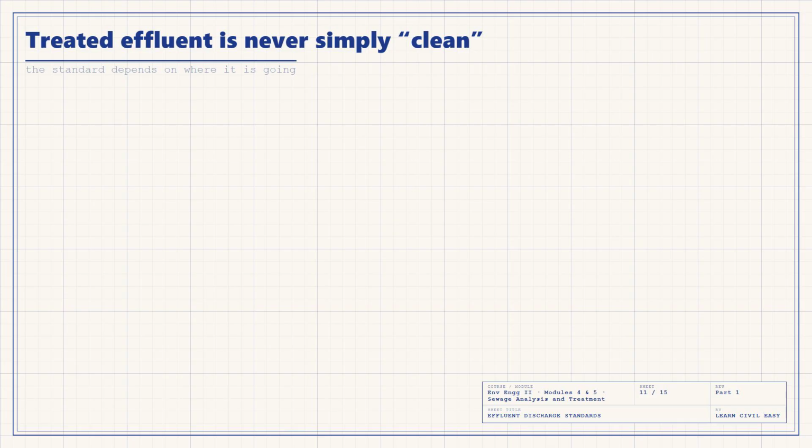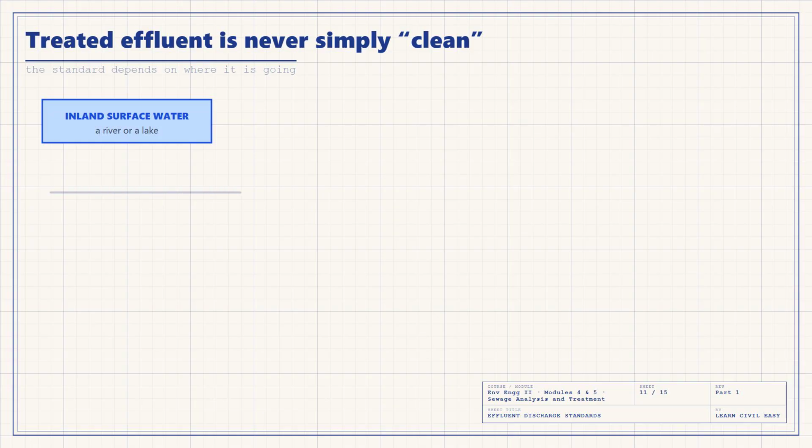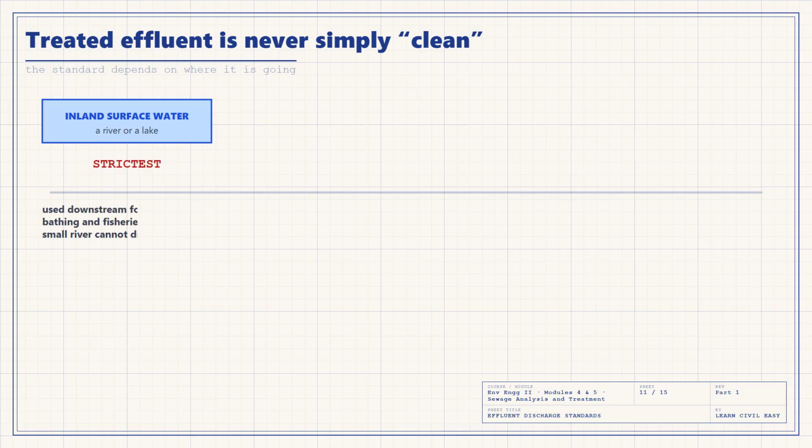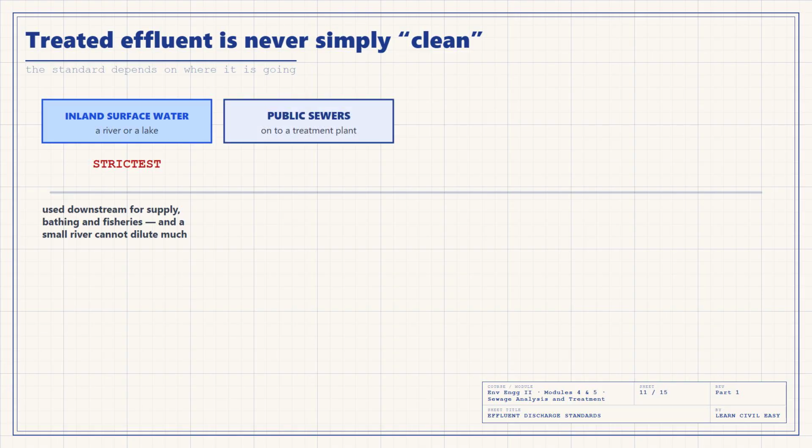Treated effluent is never simply clean. It must meet the standard for the place it is going, and there are 4 routes: discharge into inland surface water. A river or a lake carries the strictest standard because that water is used downstream for supply, for bathing, and for fisheries, and a small river has very little capacity to dilute.